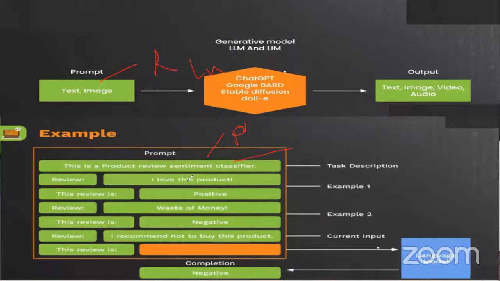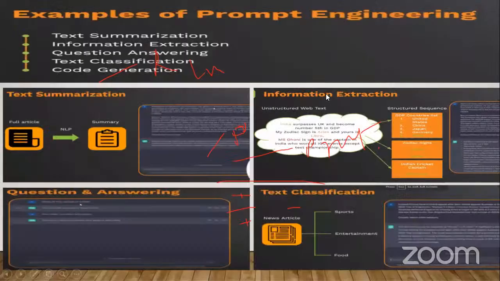When I give the review, I love this product, it should be able to give me positive, that this is positive feedback. When I say it is a waste of money, it should give me negative, because it is negative feedback. Or if I say I recommend not to buy this product, what should it do? It should be able to guess whether this is negative or positive feedback, and accordingly provide me the result. So whenever I interact with this kind of instruction set, these are nothing but the prompts. I am giving prompts, and on the basis of the prompt the model tries to understand and give us a result. I hope now prompt is clear, guys.